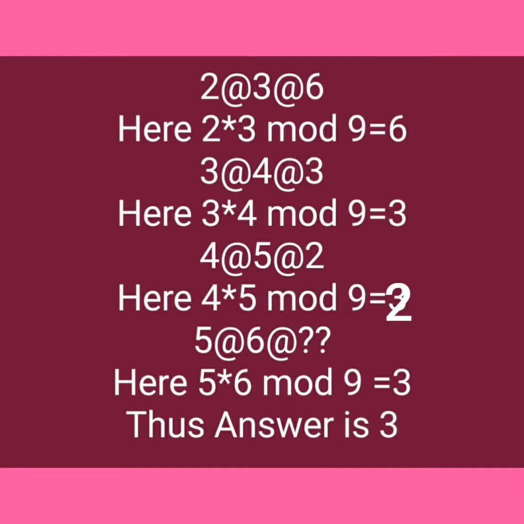The next, 4 into 5 is 20. 20 mod 9, you will get the answer 2. And the last is 5 into 6, and 5 into 6 is 30. 30 mod 9, the answer will be 3. Thus the answer is 3.